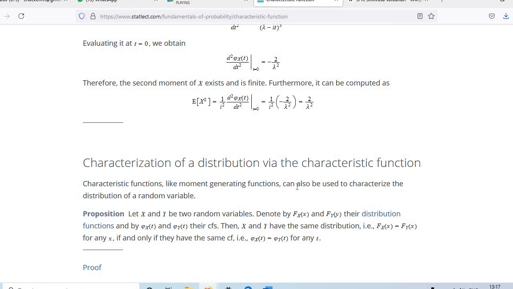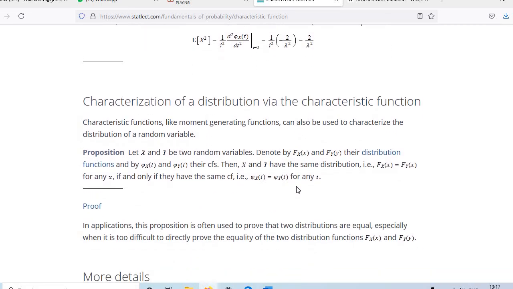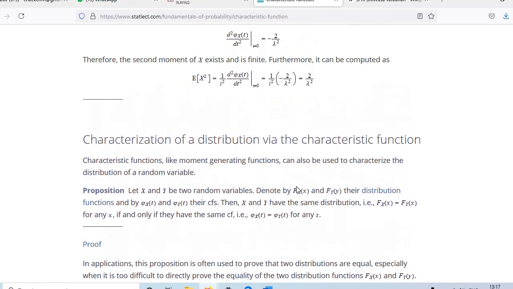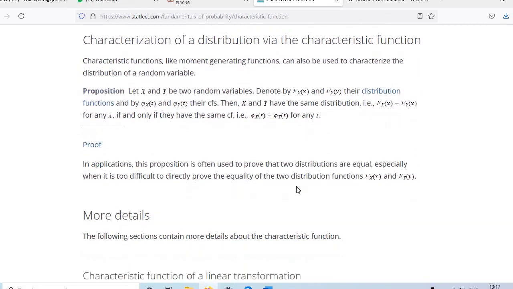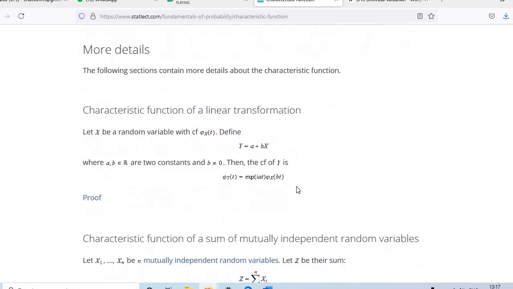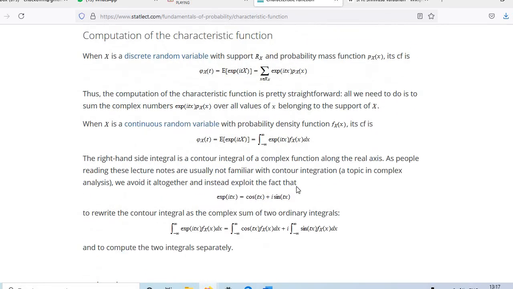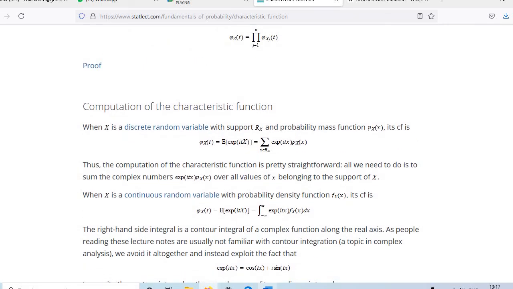So I think we can stop today's discussion, and we will have some more classes to discuss the properties of the characteristic function, and then we can move to the applications. Okay.